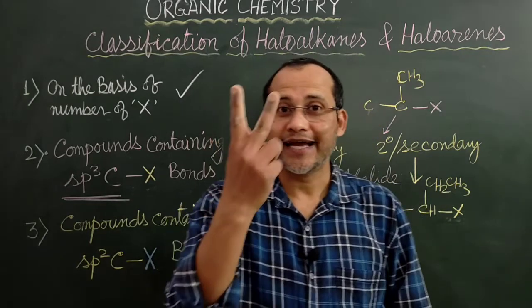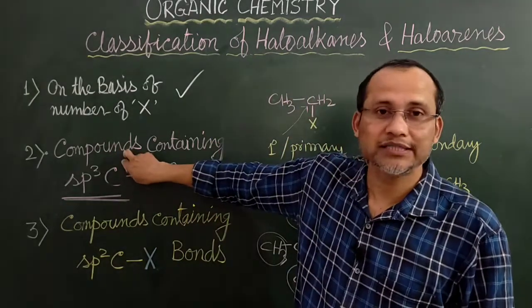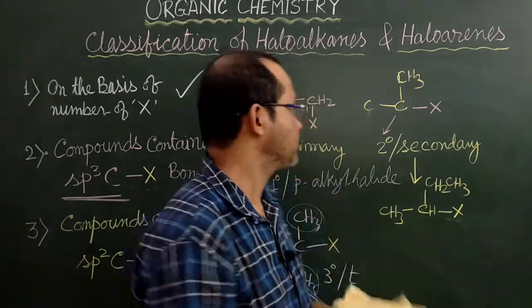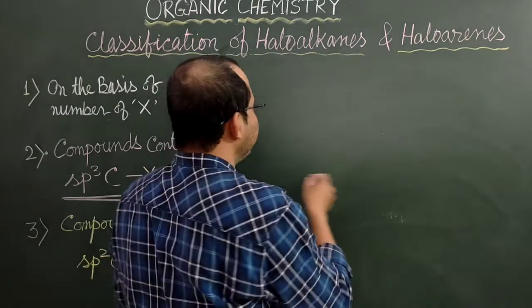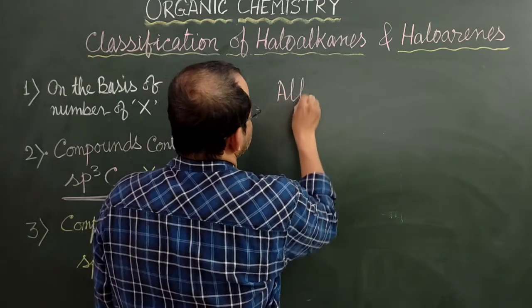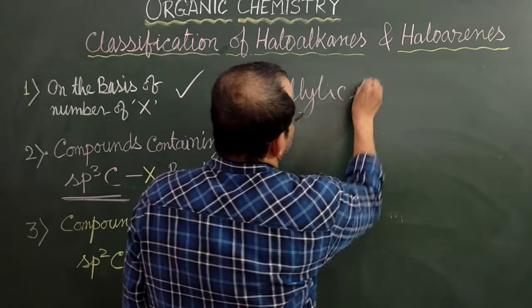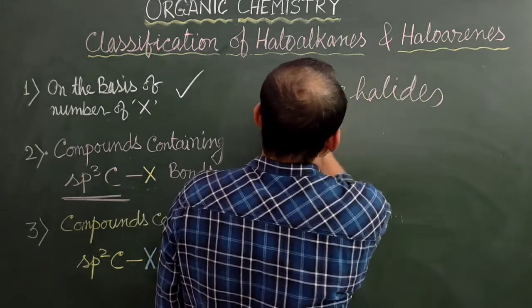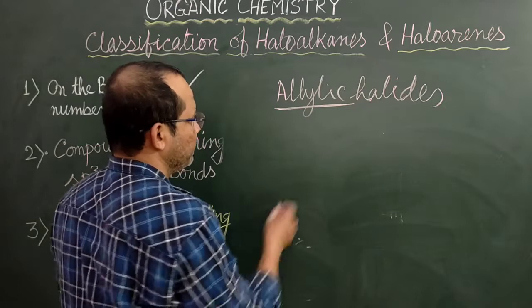Now come to the second category of this type, and this is allylic halides. Let me write down first. The nature of the compound is allylic halides. Now what does allylic mean?